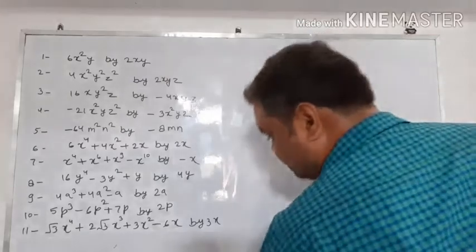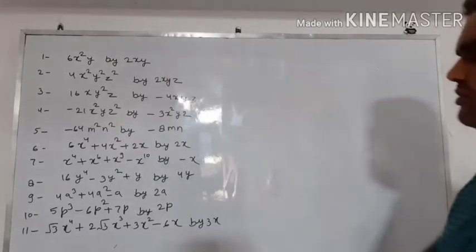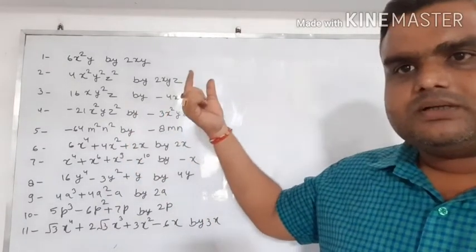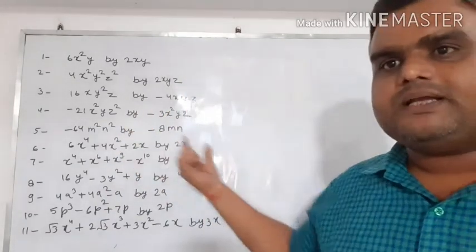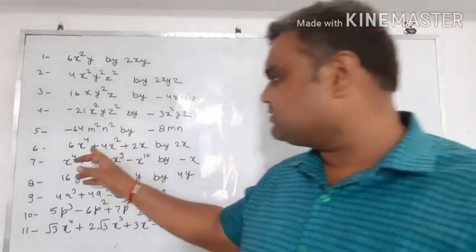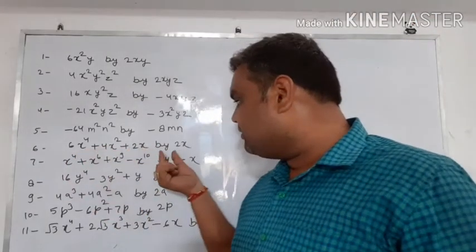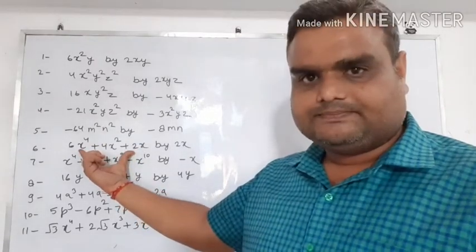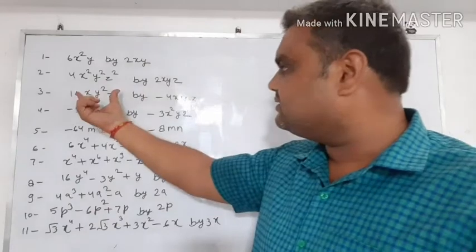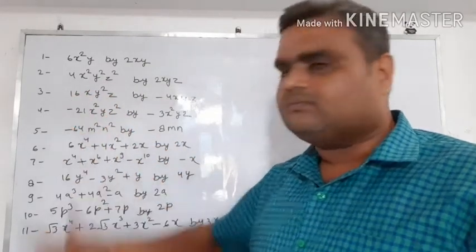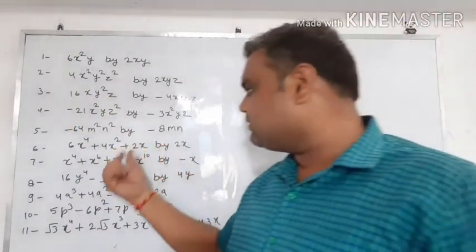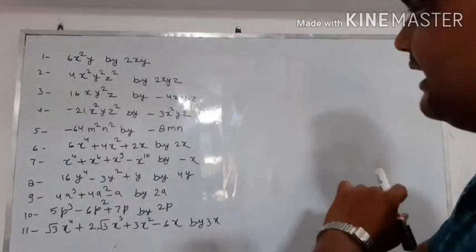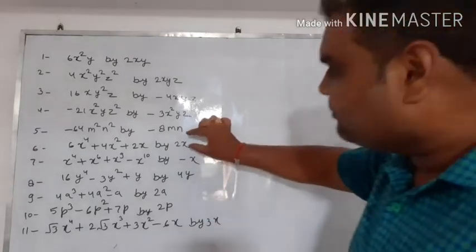Question number 6 is a different type of question. Before that we were solving the division of a monomial by a monomial. But in question number 6 we have division of a polynomial. Before that the dividend had only one term. Now in question number 6 we have a dividend having more than one term, and we have to divide it by a monomial.